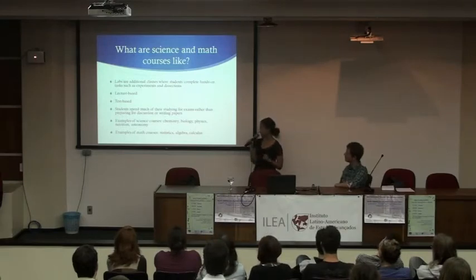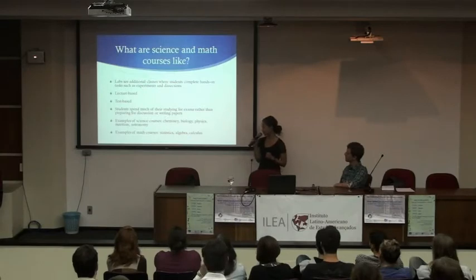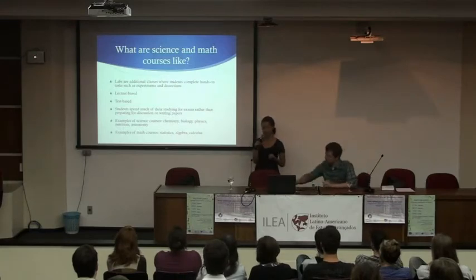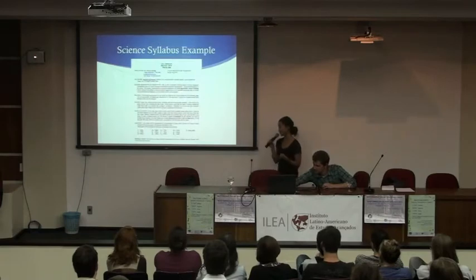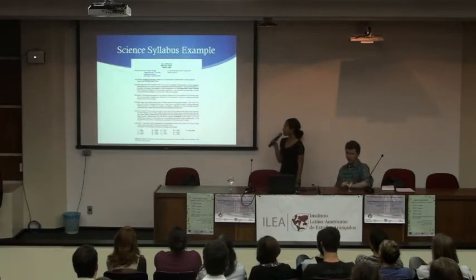So examples of science courses are chemistry, biology, physics, nutrition, astronomy, and some examples of math. You have statistics, algebra, calculus, so the same types of science and math courses you can find here.